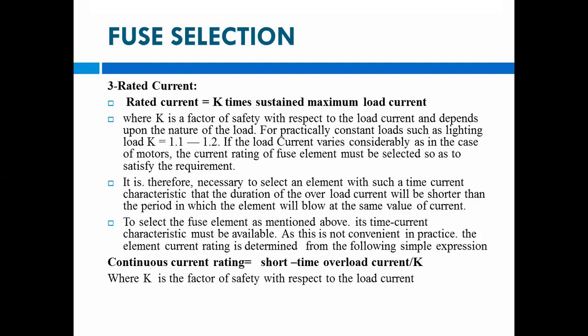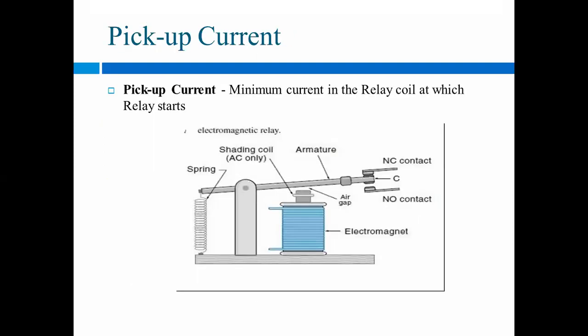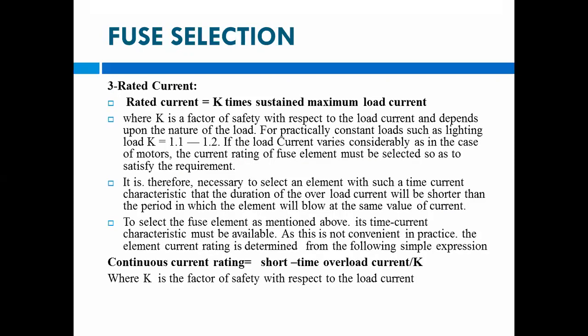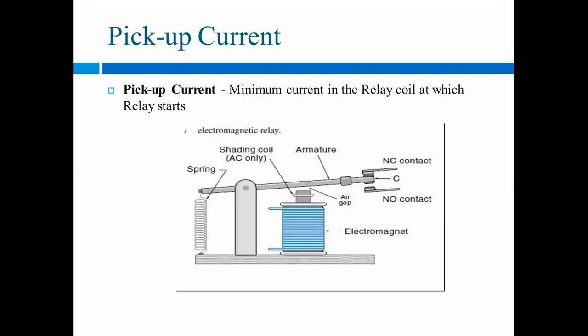Fuse selection, third is the rated current. Okay, so this rated current is equal to K times the sustained maximum load current. Then next is the pickup current. Pickup current means it is the minimum value of current in the relay coil at which the relay starts. Now from this point your relay is started. Up to the previous point there was a fuse. Now this term is related to the relay.